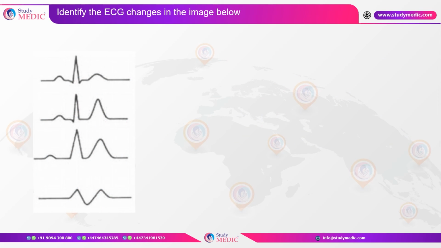So pause the video here, have a look at this ECG and try to identify the electrolyte disturbance. Okay, so the ECG, the picture that you have seen right above, is a normal ECG, and the 3 ones below are definitely abnormal.